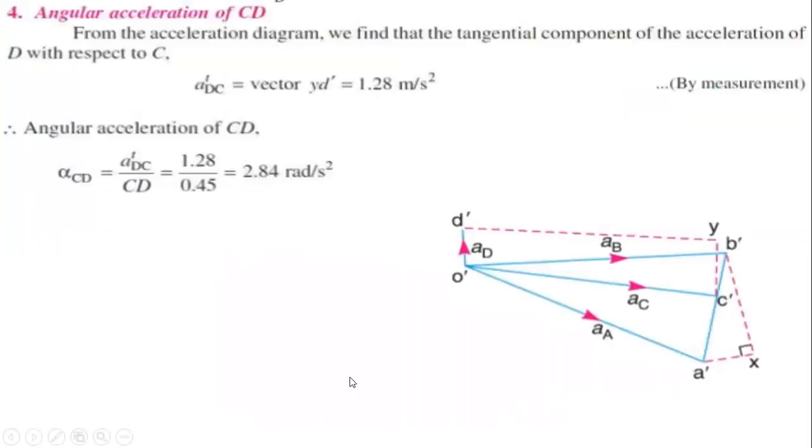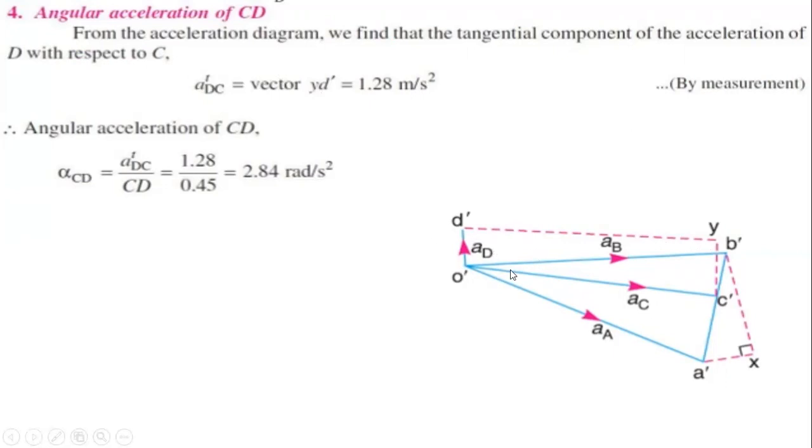Next, we need to find the angular acceleration of CD. This is the last step in the problem. So, from the total acceleration diagram, we need to find the angular acceleration of CD. That is the link. So, we find the tangential component of the acceleration of D with respect to C. That is tangential component of the acceleration dc, that is taken as vector y d dash.